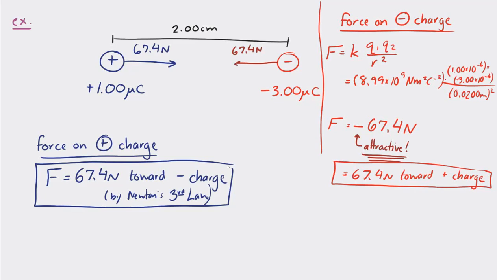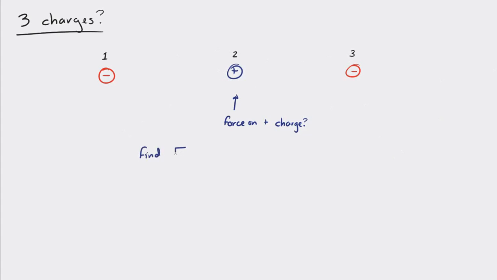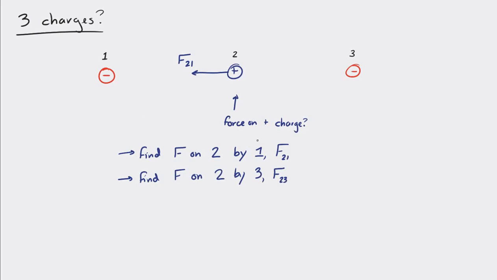All right, well, that's if we have two charges. What happens if we have three charges? Well, same thing as if we had three masses. So if I have a negative charge, a positive charge, and a negative charge, and I want to figure out the force on this positive charge in the middle, I would find the force on that charge by the first one, force on 2 by 1, and then I'd find the force on the second one by the third one, force 2, 3, and then I'd add those two forces together as vectors.